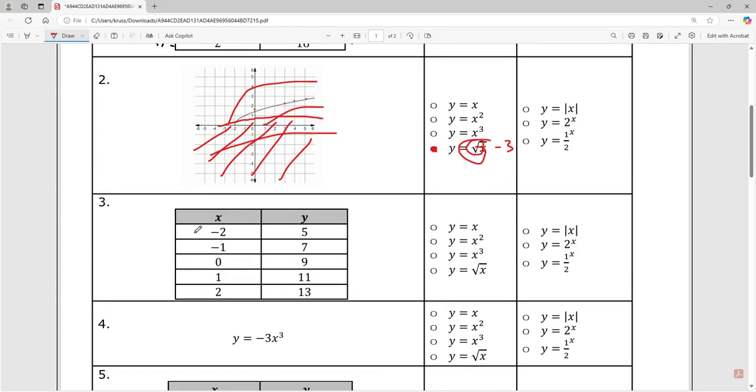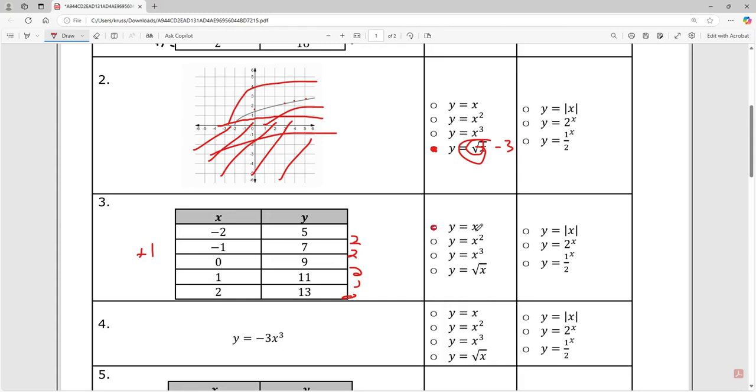All right, so again, the change in x is all +1. It's getting bigger and bigger by 1. The change in x is 1, the change in y is 2, 2, 2, and 2. I'm adding 2 to each one of these. All right, so this is going to be a linear equation where y equals x.